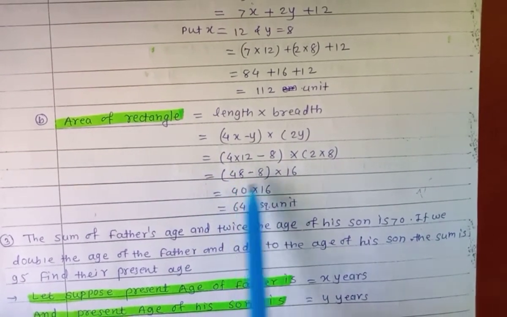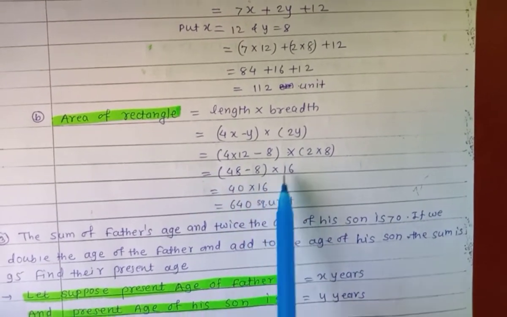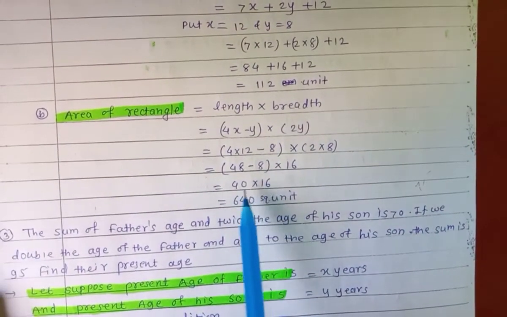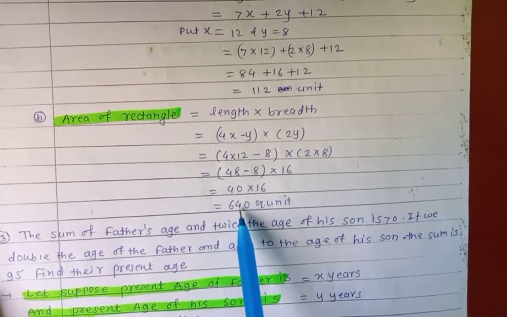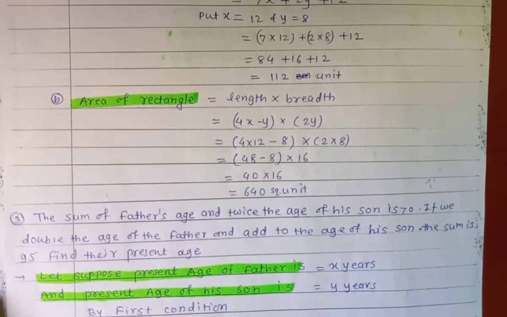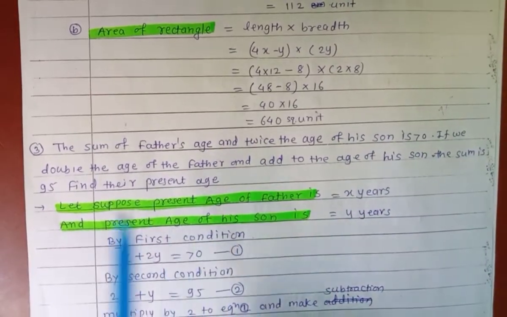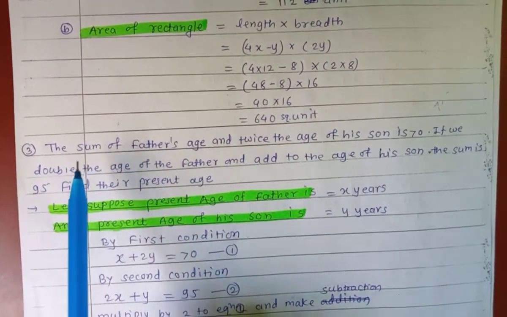Therefore 48 minus 8: 12 4s are 48 minus 8, and 2 8s are 16. Therefore 40 into 16, that is 16 4s are 64, so 640. 640 square units is the area of the rectangle. It is the answer of the second example. That is the third example.